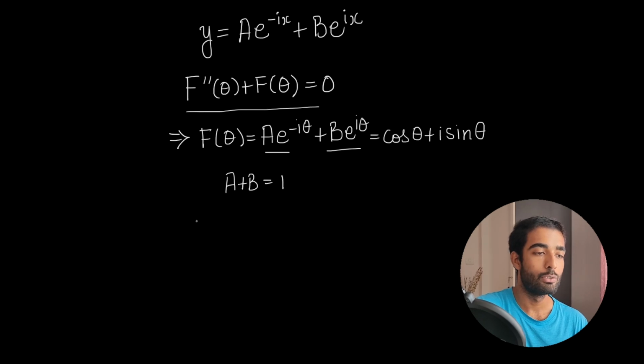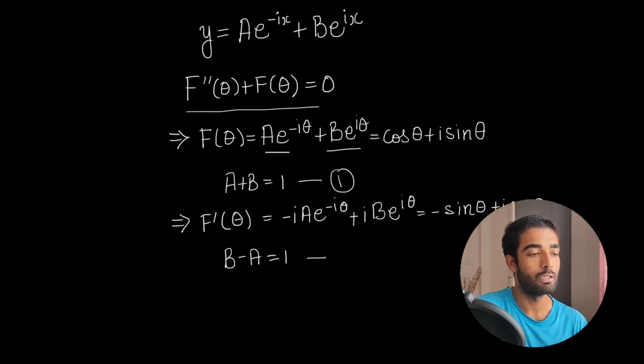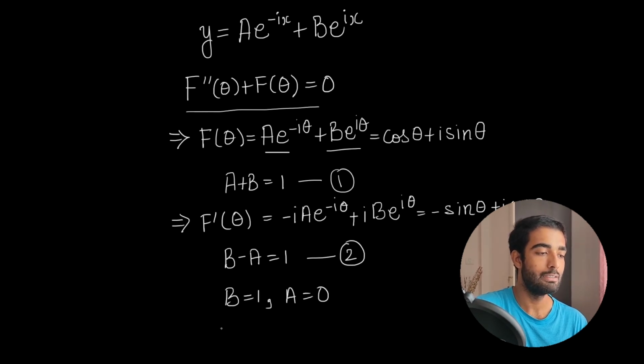And then again we are going to differentiate this and again substitute 0. That is, f dash of theta is equal to minus i a, and we are going to obtain b minus a equal to 1. Using equation 1 and equation 2, we claim that b equal to 1, a equal to 0, and hence cos theta plus i sin theta equal to e to the power i theta.